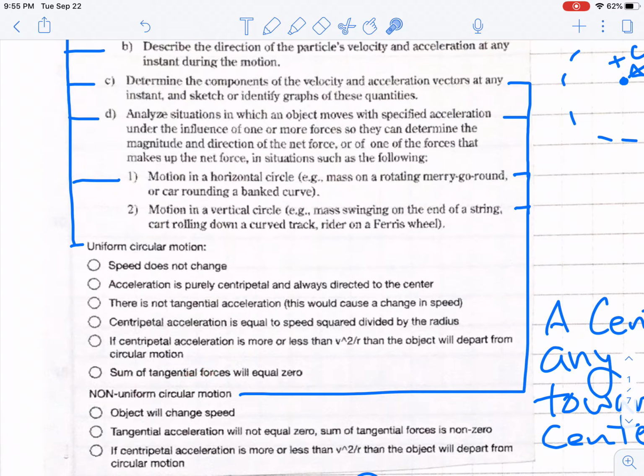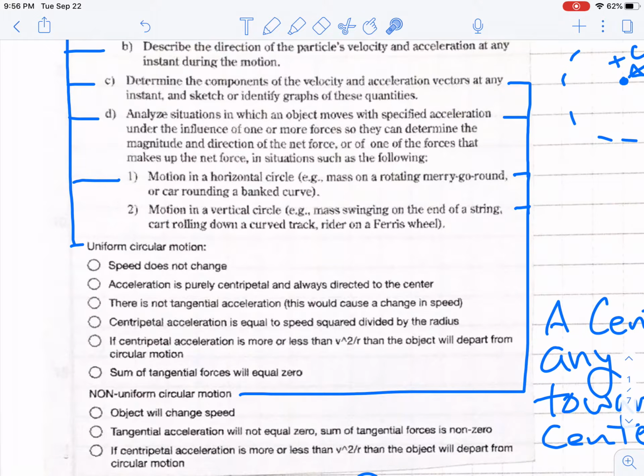The sum of the tangential forces, if there are any, will add up to 0 when you're in uniform circular motion. Now, in non-uniform circular motion, the tangential forces will not add up to 0. The tangential forces are the ones that are either with or against your velocity. And we know when we have a net force with or against our velocity, we will speed up or slow down. So tangential acceleration will not always equal 0 there. Well, it won't ever equal 0 because you're changing speed.